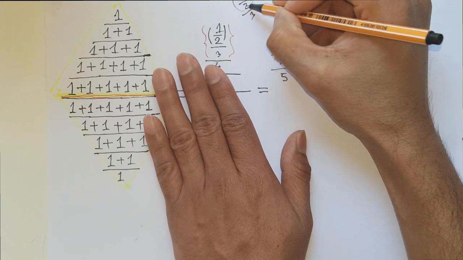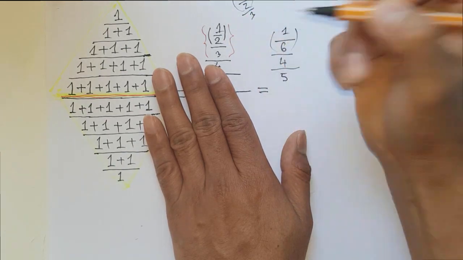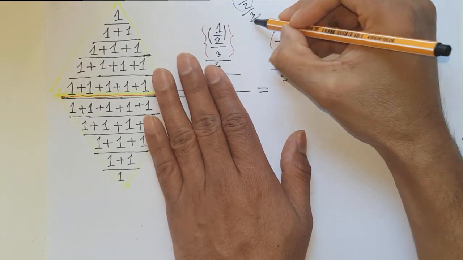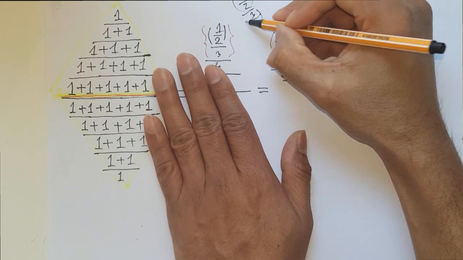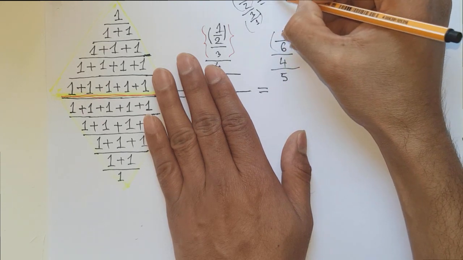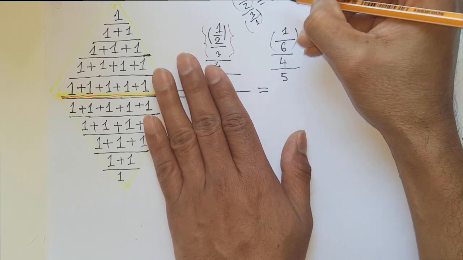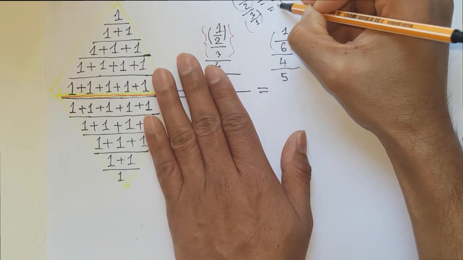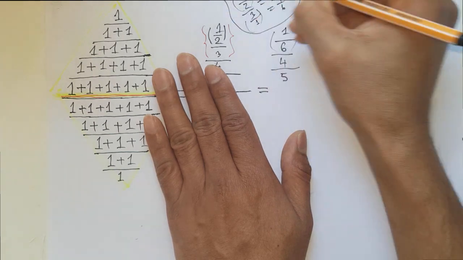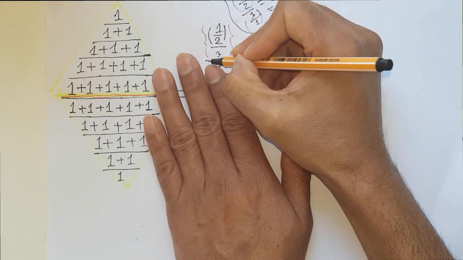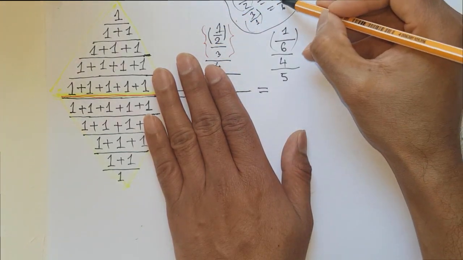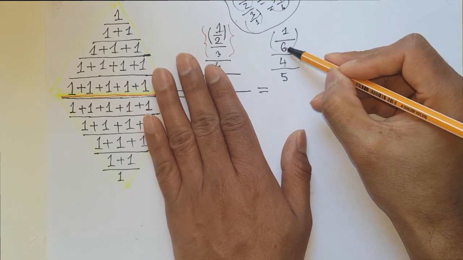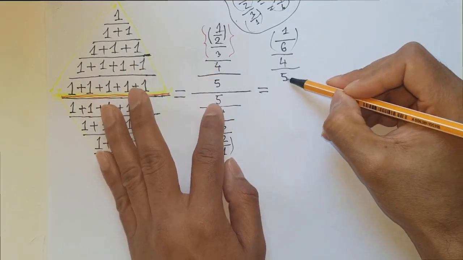Let's consider that 1 over 2 is the numerator and 3 is the denominator. There is another denominator here, that is 1. So if we calculate this one, 1 over 2 times 1 over 2 times 1 over 3, the result is 1 over 6. This is the result of this third bracket part, 1 over 6. So this is 1 over 6 over 4 over 5.